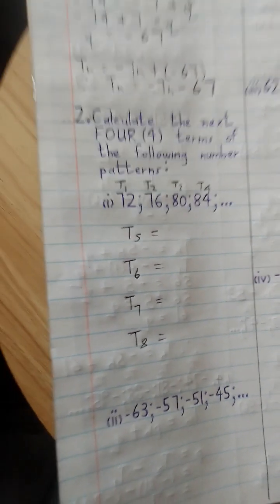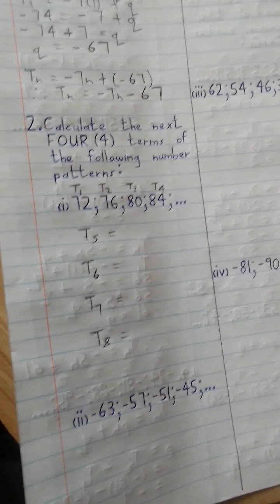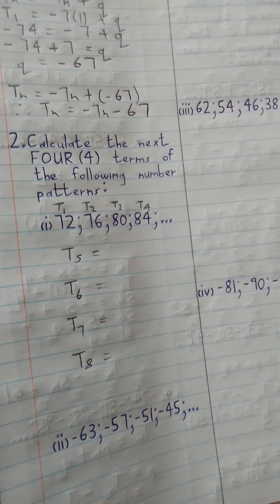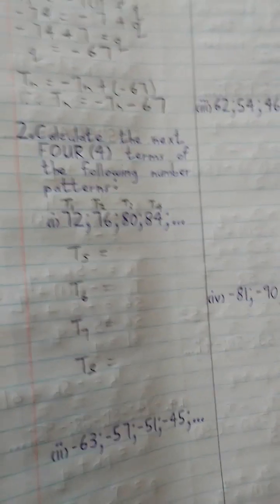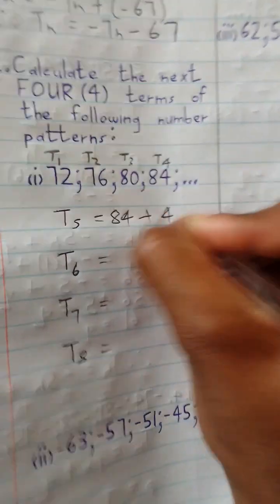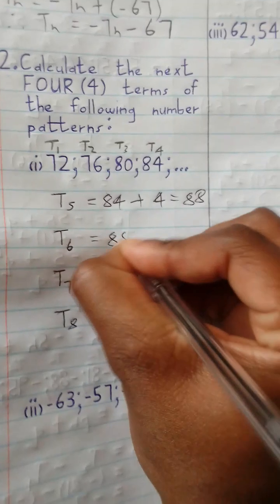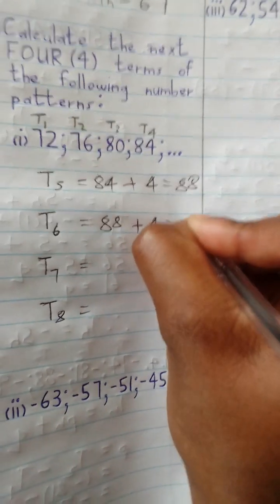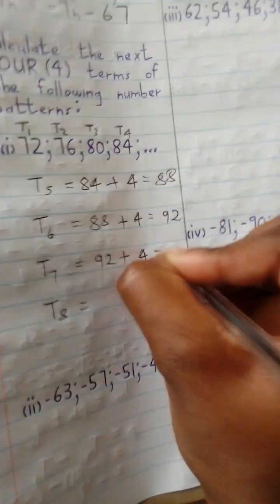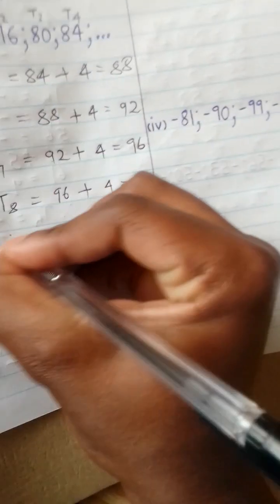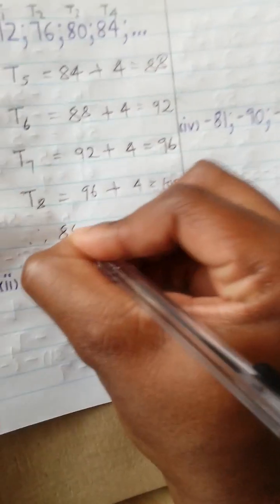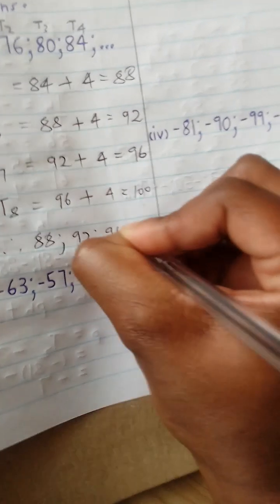So it's going to be 84 plus 4, which is 88. And then 88 plus 4 is 92. And then 92 plus 4 is 96. And then 96 plus 4 is 100. Right? So you can either leave them like that, or you can write them as 88, 92, 96, 100.